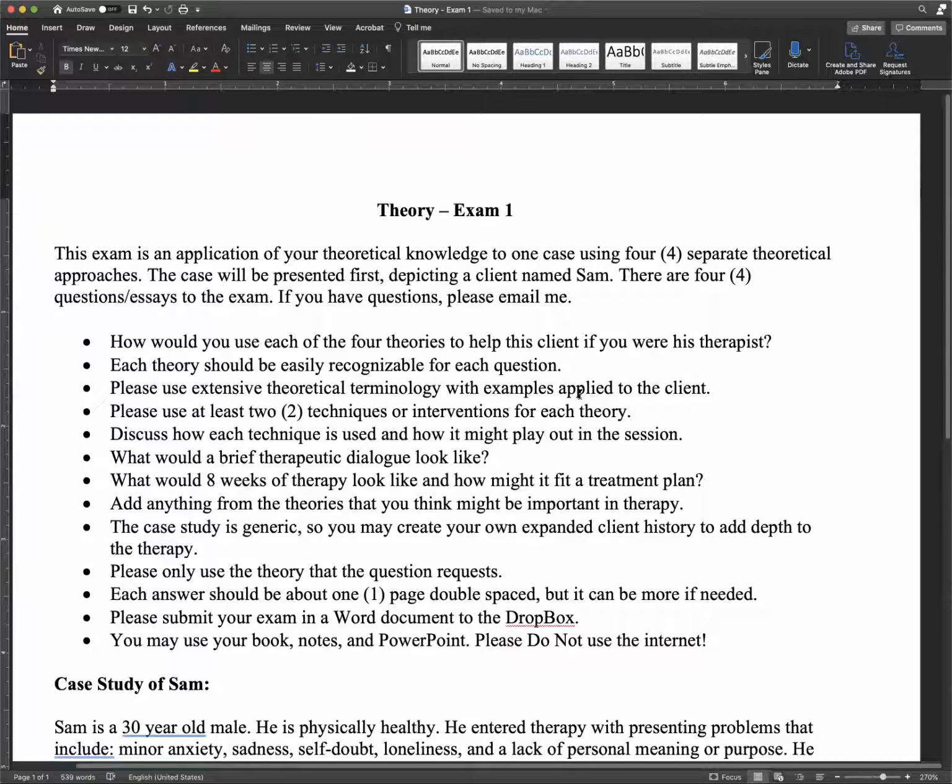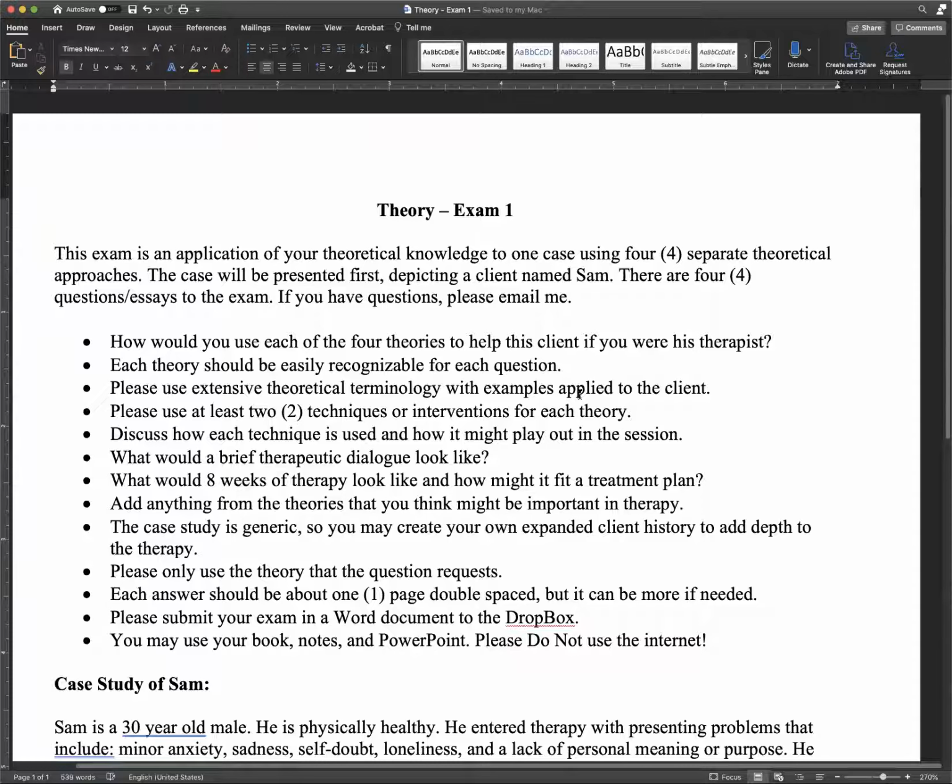Please only use one theory, the theory that the question requests. Don't draw from any other theory. Each answer should be about 1 page double-spaced, but it can be more if needed. Please submit your exam in a Word document. Please don't use Google Docs or anything like that. Use a Word document and submit it to the Dropbox.